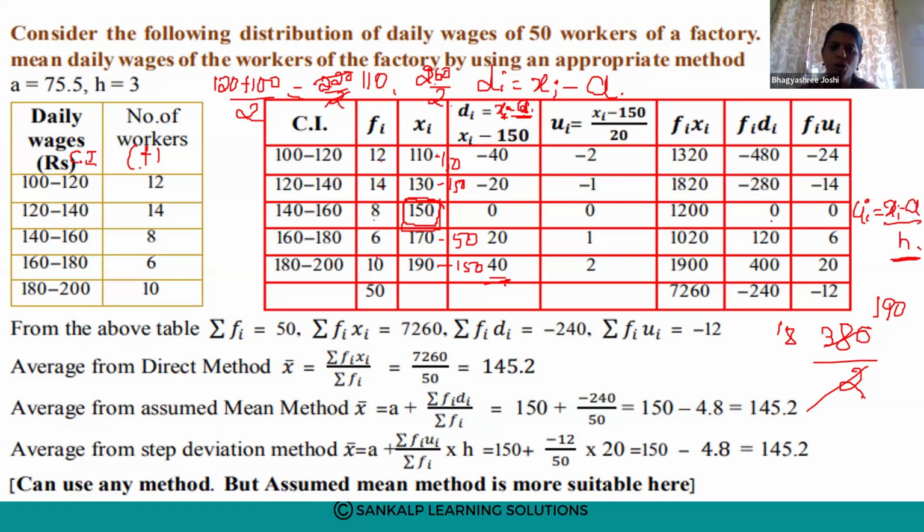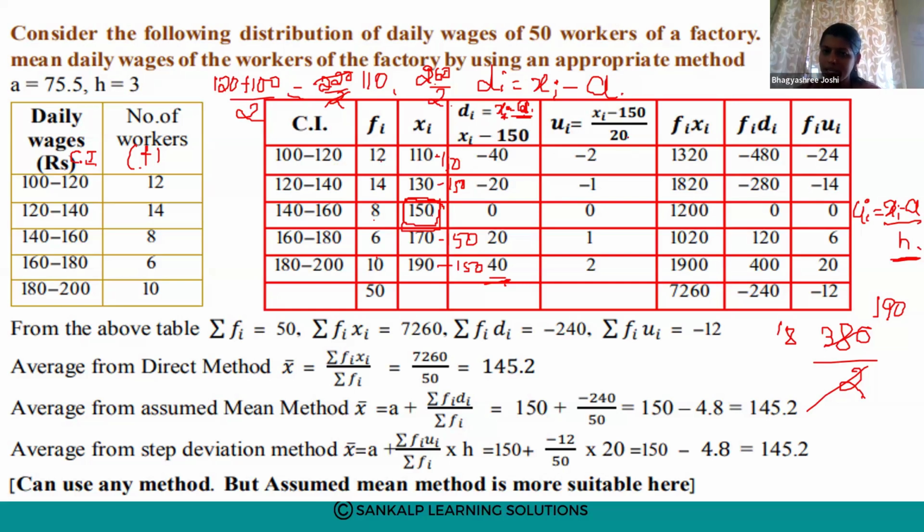H is the class size. So what is the class size here? 120 minus 100, that is upper limit minus lower limit, is 20. Like that, 140 minus 120, this is also 20. 160 minus 140, this is also 20. So in all the cases, class size is the same. Okay, so that is 20.